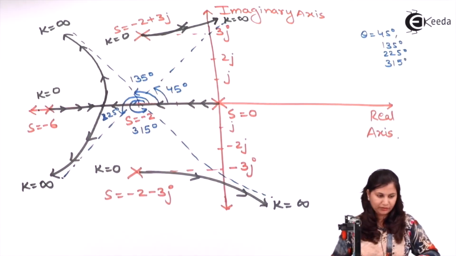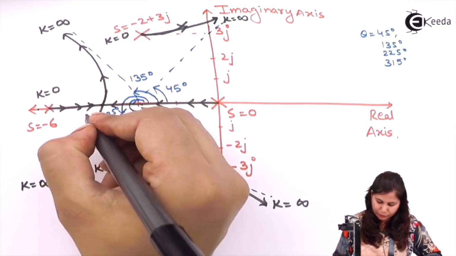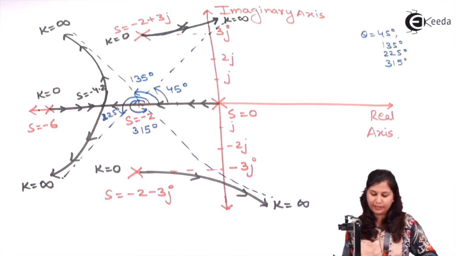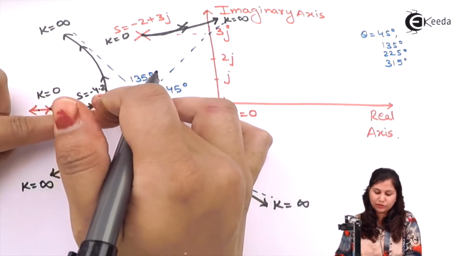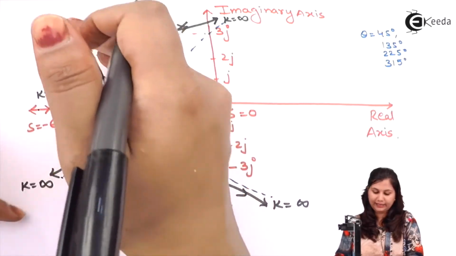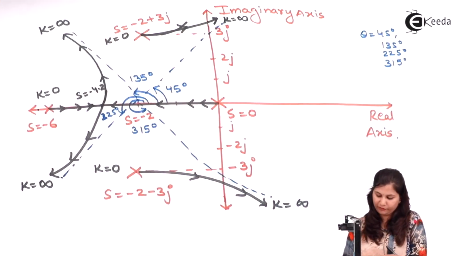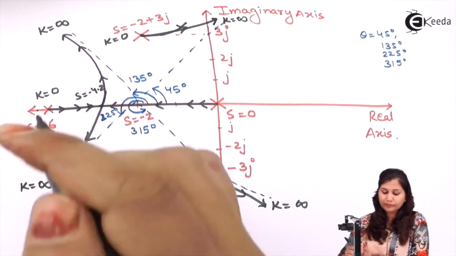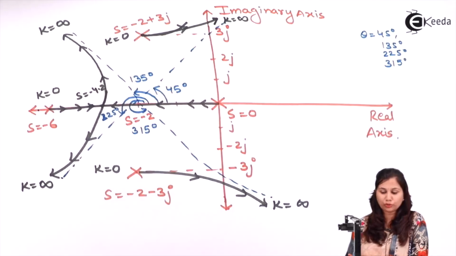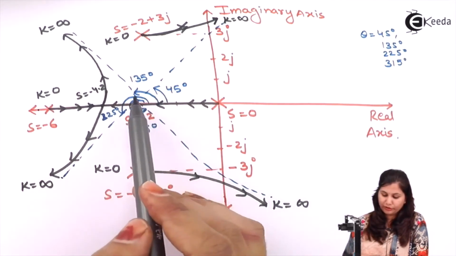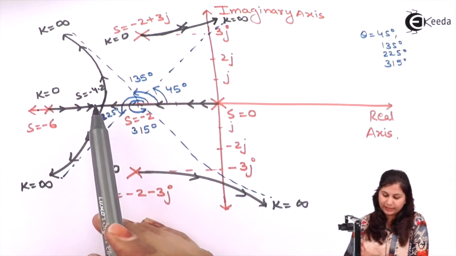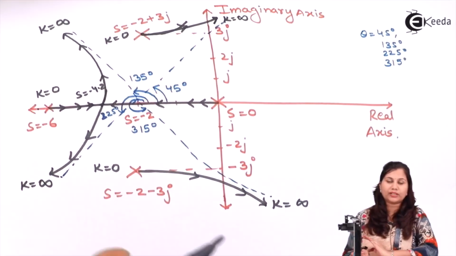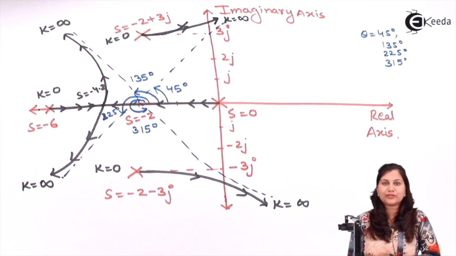Now breakaway point, we were having -4.2, so this is s equals to -4.2. That is the breakaway point where the branches of these they are coinciding and then they are going towards k equals to infinity. So this is the complete root locus of this system. We have plotted all the branches of the root locus here. We have plotted the angles also, and then the breakaway point also. We have mentioned all the things on this root locus. So I hope this problem is clear to you. Thank you.